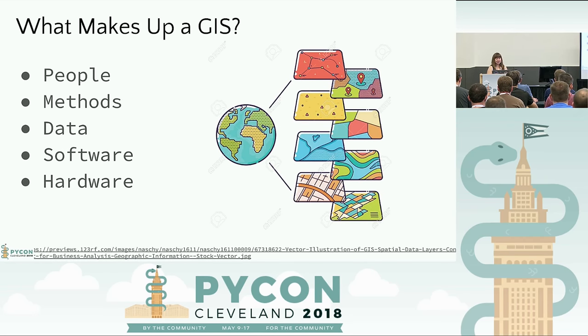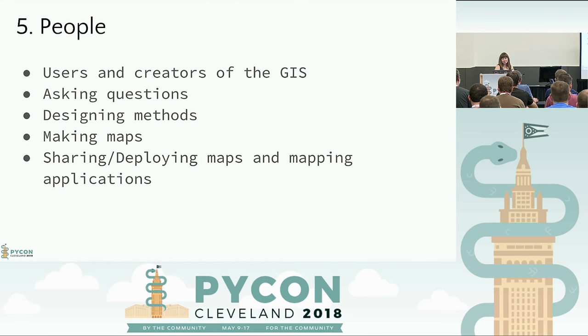So in order to do GIS, you need these five things: people, spatial analyzing methods, spatial data, special hardware and software. For people, these are the users and creators of the GIS, people like me sitting at a desk doing GIS all day. We ask spatial questions, we design methods in order to answer those questions, and we make maps of our results and share them, give them to either our boss or put them in a paper or put them online.